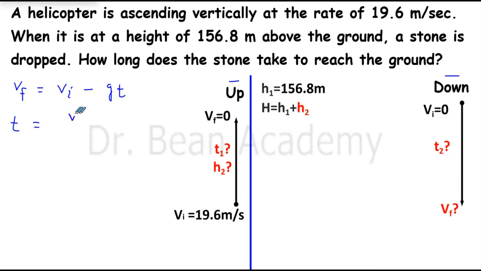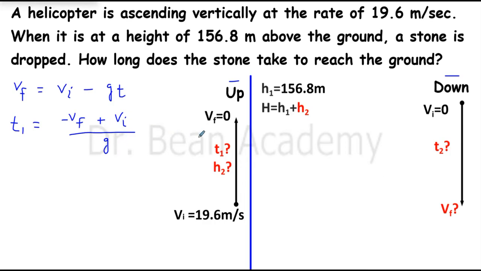So it will become Vf minus Vi divided by G. And then because of the negative sign with the G, it will become positive and Vf will become negative. I hope you are familiar with the algebra, so I will do those steps very quickly to save time. So this is the equation for time t. So this time t is actually t1.